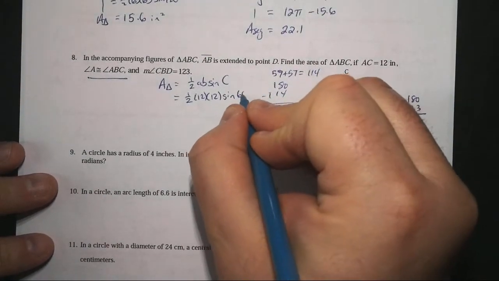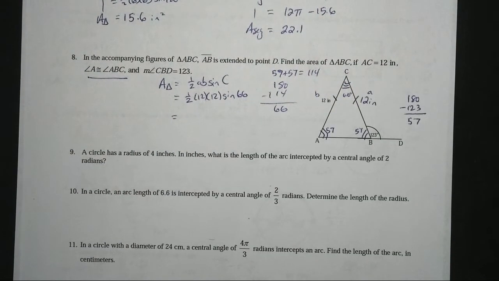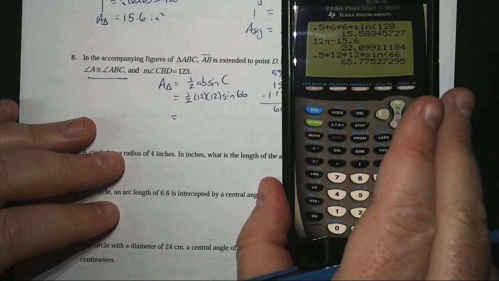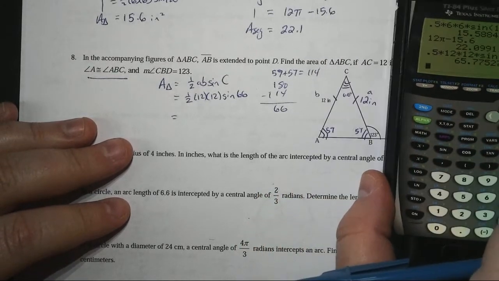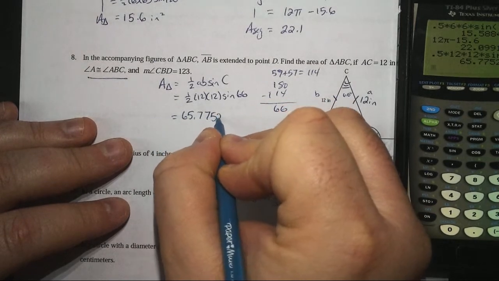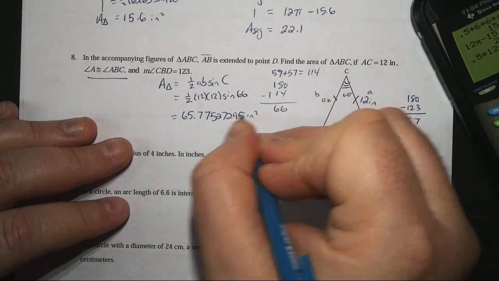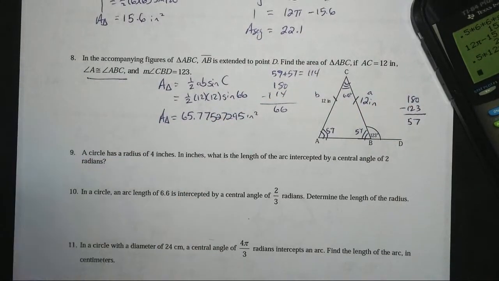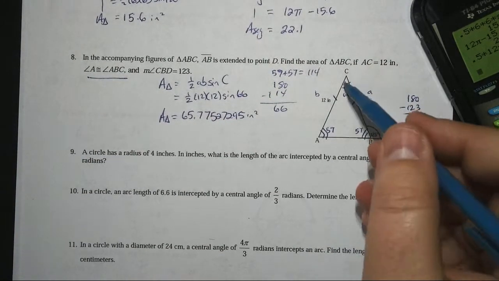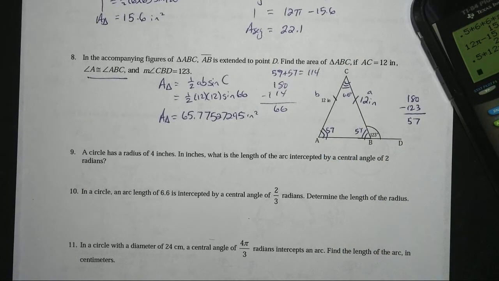So we plug in 66 for C. We grab our handy-dandy calculator: 0.5 times 12 times 12 times the sine of 66. And I end up with, and it doesn't say what to round to, so we'll just write out the whole thing because we're crazy like that. And it's inches, so it's inches squared. And that's the area of our triangle. All right, once again, you could drop a height, figure out the height, and you have to figure out the pieces down here. It gets a little crazy, so we're just going to stick with that one.